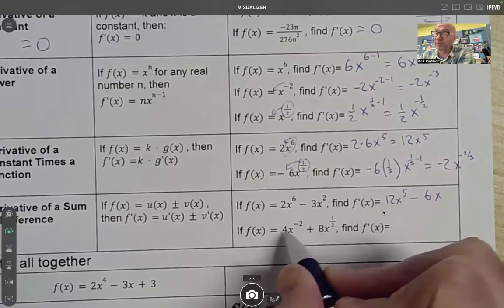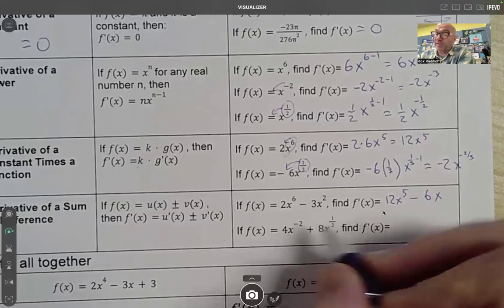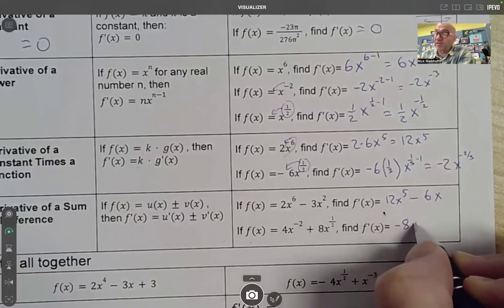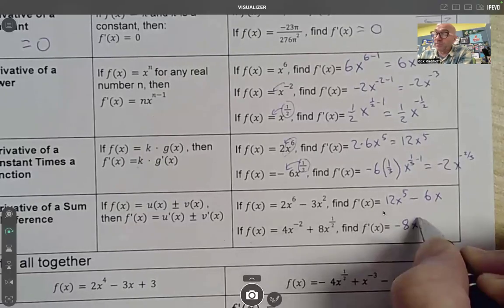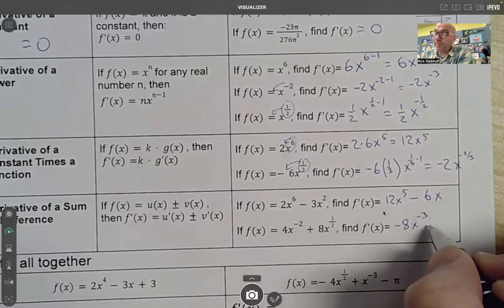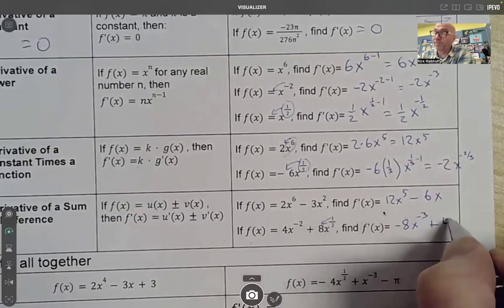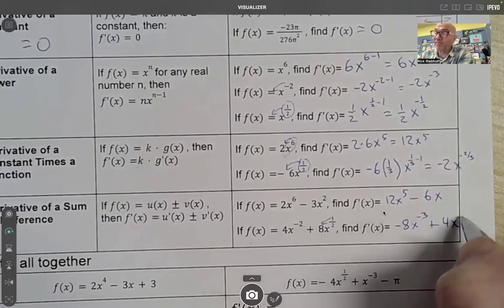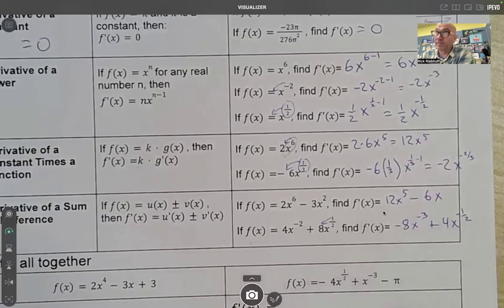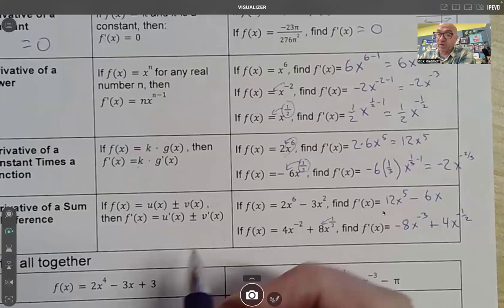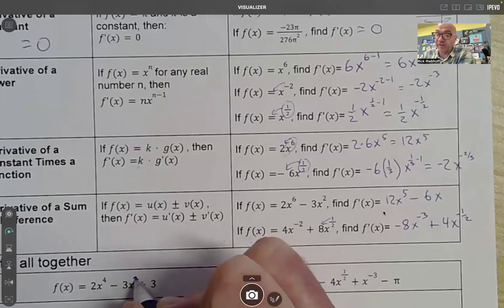All right, let's try it for this one. That bumps down, so we get -8x to the -2 minus 1, which is -3. And then it's a plus in between. And then 1/2 times 8 is 4. And then x to the 1/2 minus 1, which is -1/2. Beautiful, right? All right, so let's put it all together. Oh, this is supposed to be squared. So go ahead and fix that.